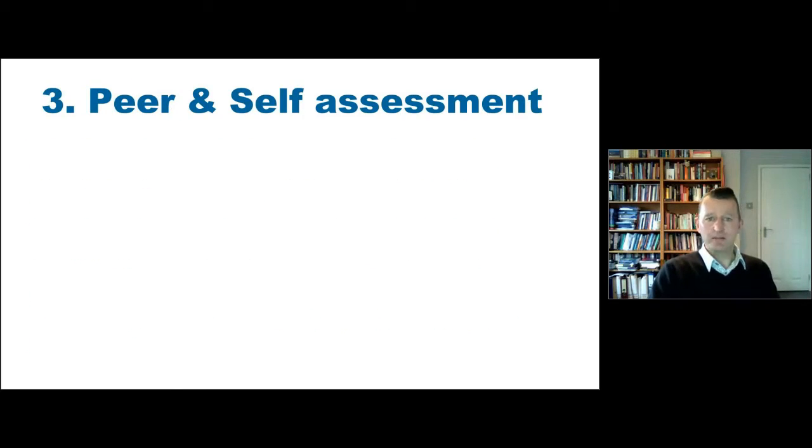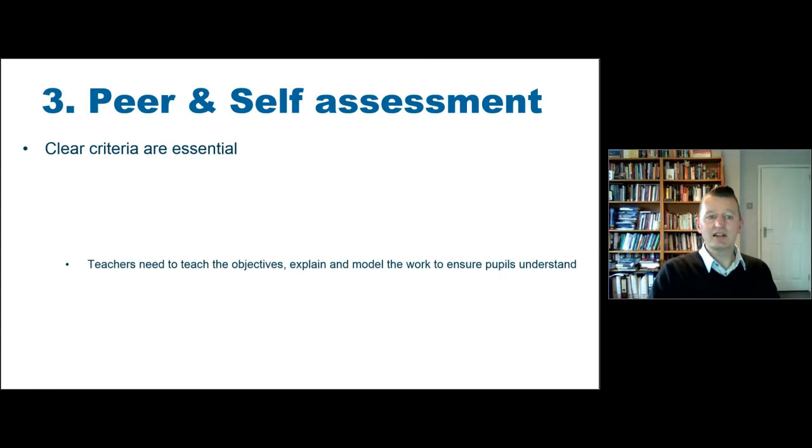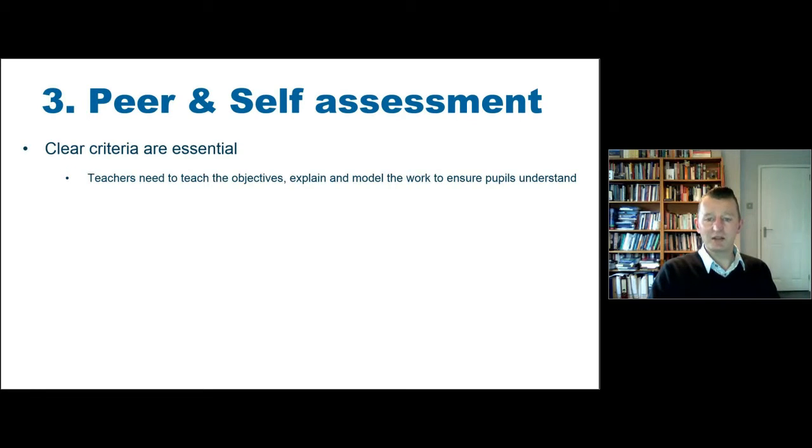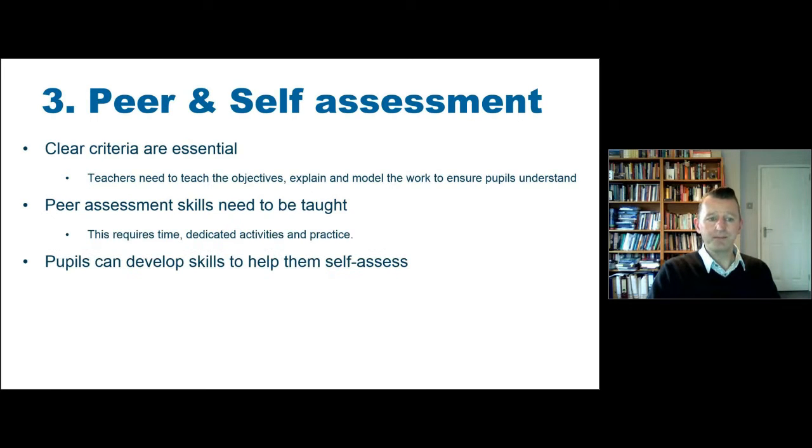So the third strategy in the AFL toolkit is peer and self-assessment. In order to ask children to self or peer assess, we need to give them clear criteria. Teachers need to teach those objectives, explain and model the work to ensure that pupils understand it. Peer assessment skills need to be taught. We can't just assume children can give each other feedback on their work. That requires time. We need to create dedicated activities to give them practice, and we need to also pay attention to pupils developing skills to self-assess as well as peer assess.